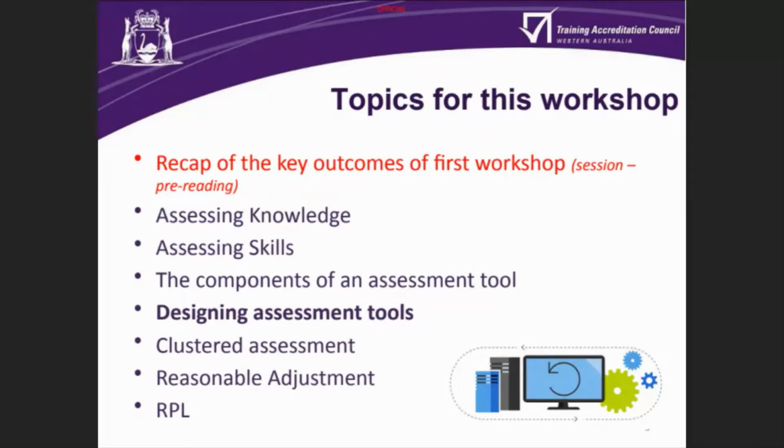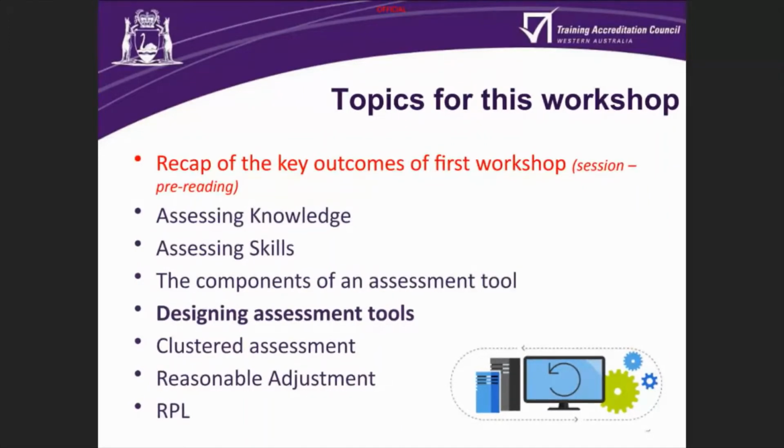and then move into the formal sort of process of design, which involves mapping tools against the unit requirements and going backwards and forwards so that you gradually achieve harmony between the way you're assessing and what the unit of competency requires.